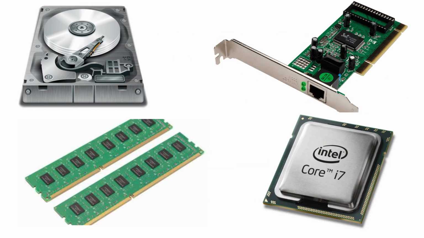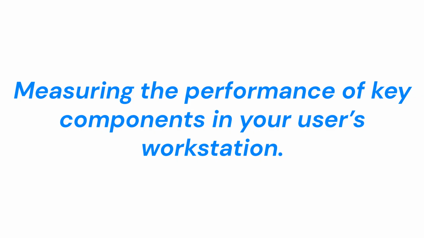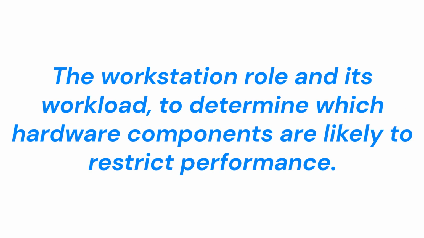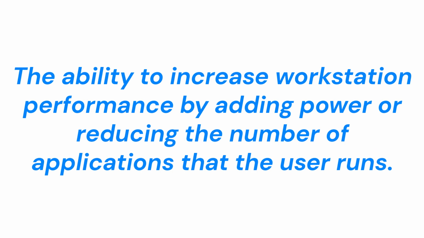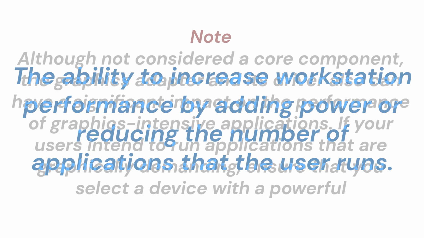Windows computers have four main hardware components that you should monitor: processor, disk, memory, network. Understanding how the operating system utilizes these four key hardware components and how they interact can help you better optimize computer workstation performance. When monitoring workstation performance, you should consider measuring the performance of key components in your user's workstation, the workstation role and its workload to determine which hardware components are likely to restrict performance, the ability to increase workstation performance by adding power or reducing the number of applications that the user runs.